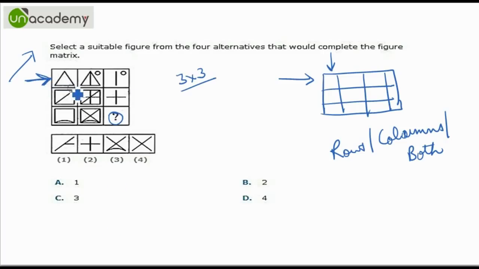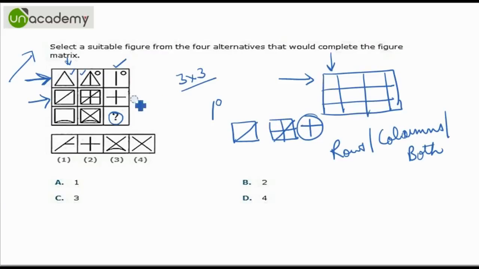So let us see. We see that in the first row, first column, the triangle is there. This triangle is repeated in the first row, second column, and then it vanishes. In the first row, second column, this vertical bar with a circle figure is there, and the same is repeated in the first row, third column. Let us see the second row. In the second row, first column, we have this square with a diagonal. In the second row, second column, we have this same figure with a plus sign inside, and in the final column, we have only the plus sign. So we see that each figure is repeated twice and then it vanishes.